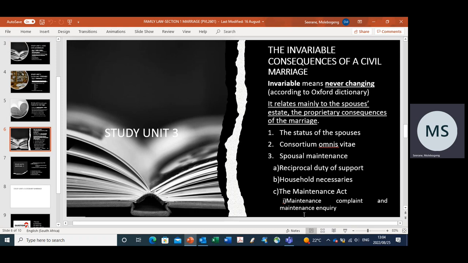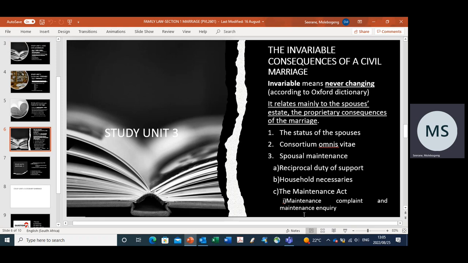In the Maintenance Act, the first factor is the maintenance complaint and the maintenance inquiry. So firstly, when one brings a maintenance complaint to the court or to the maintenance officer, the maintenance officer will then investigate the complaint and decide whether or not to institute a maintenance inquiry. So for there to be a maintenance claim, the complaint must first be investigated by the maintenance officer.